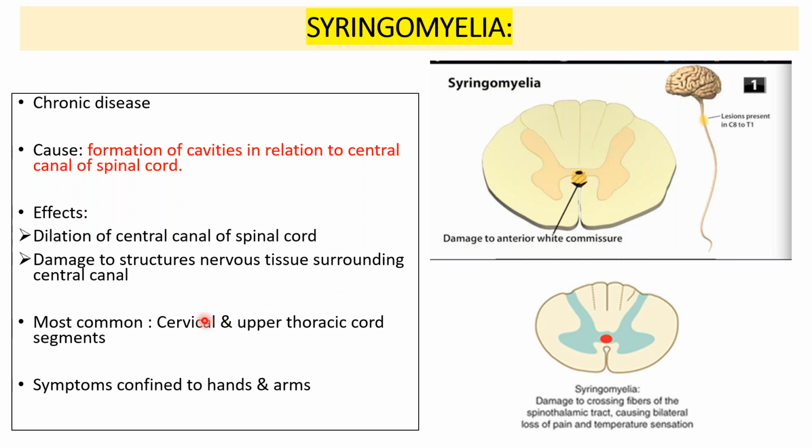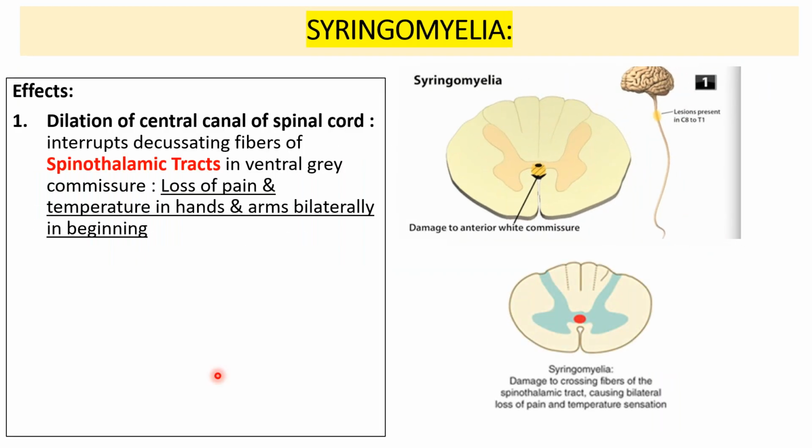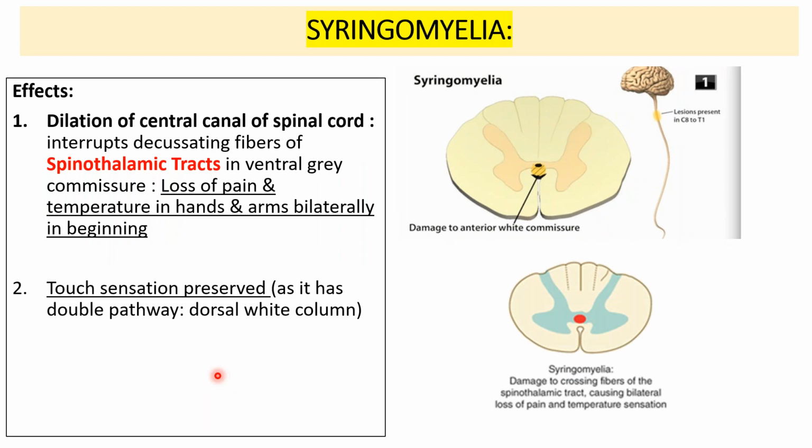Most commonly, because this disease involves the cervical and upper thoracic cord segments, it is confined to the hands and arms, mostly to the hands and arms. What will be the effects? Now try to see what could be the effect of these. In front of this central canal is the anterior white commissure, and what was happening in the anterior white commissure? There were decussating fibers of the spinothalamic tracts.